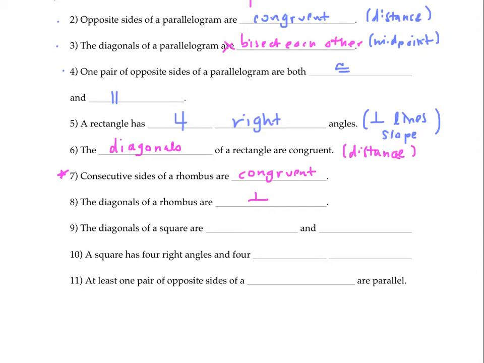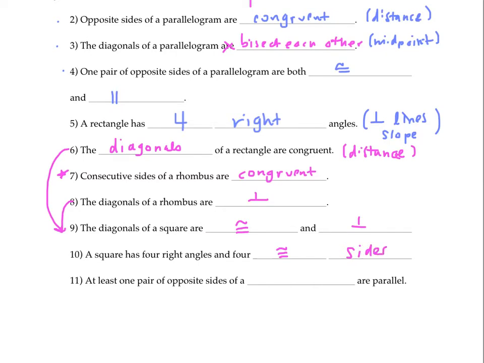Number 9, for a square, the diagonals of a square are congruent, and they're also perpendicular. Remember that a square has all the properties of a rectangle. So since the diagonals of a rectangle are congruent, the diagonals of a square are congruent. And a square also has all the properties of a rhombus. So since the diagonals of a rhombus are perpendicular, that also means the diagonals of a square are perpendicular. Number 10, a square has 4 right angles and 4 congruent sides.